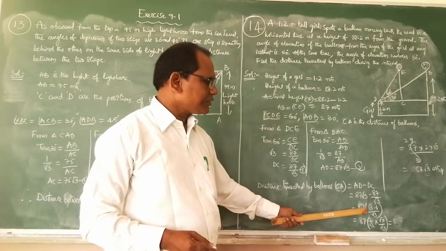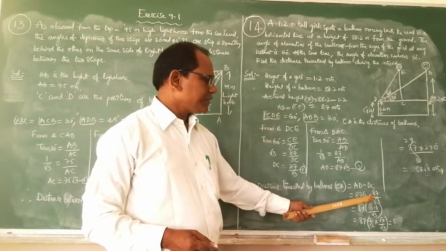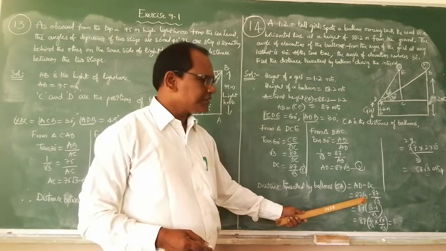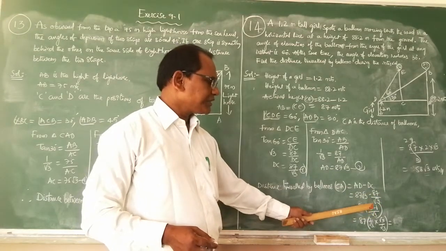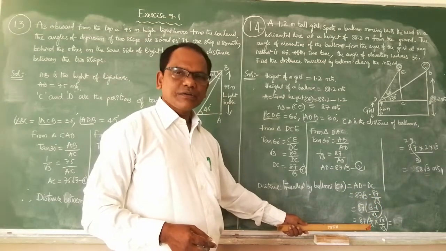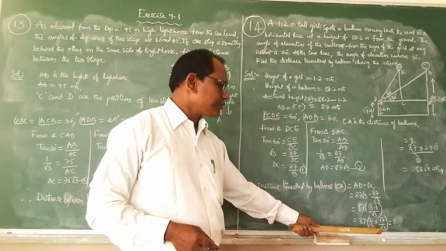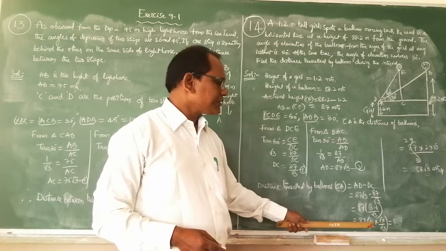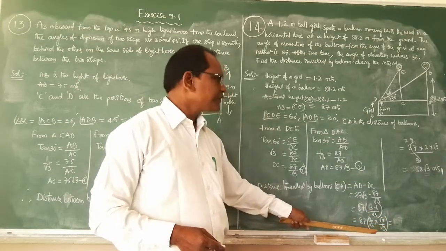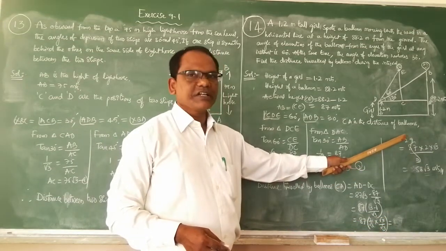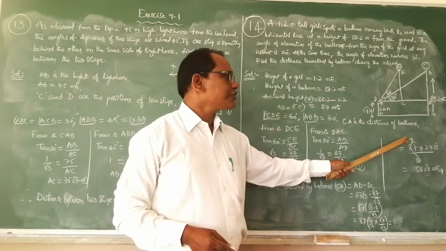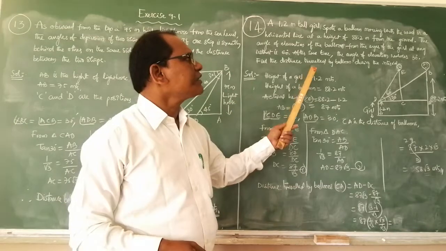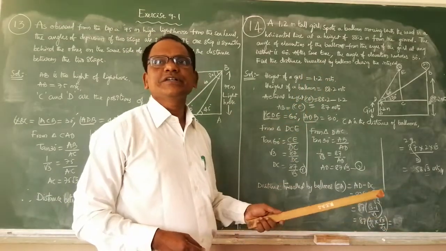Therefore, 87 times root 3 minus 1 by root 3. Root 3 into root 3 is 3, so 3 minus 1 means 2 by root 3. Rationalizing with root 3 by root 3, we get 87 into 2 into root 3 by 3. 3 ones are 3, 3 twenty-nines are 87. Therefore 29 into 2 is 58 root 3 meters. That is the distance traveled by the balloon during the interval time.